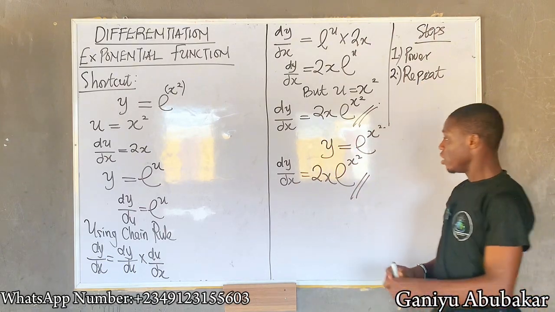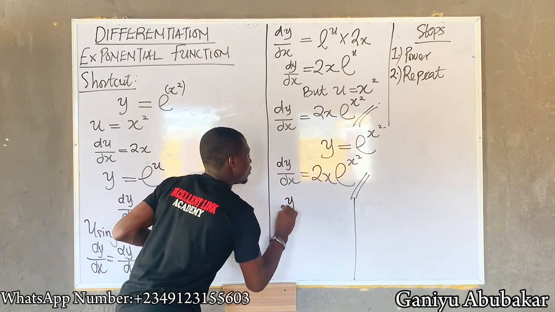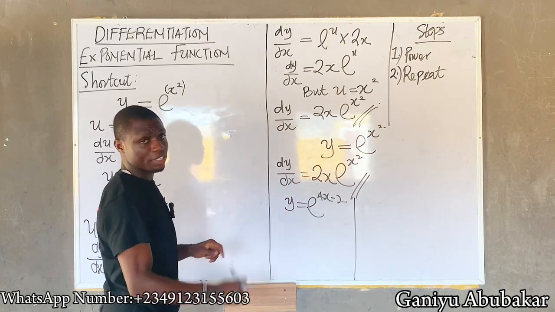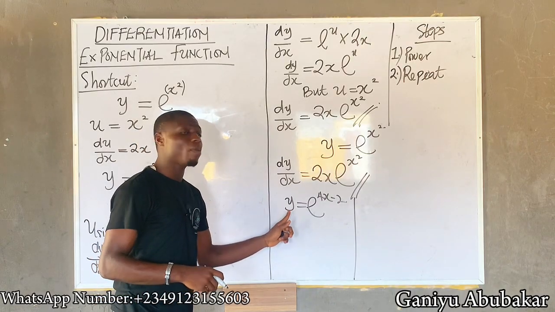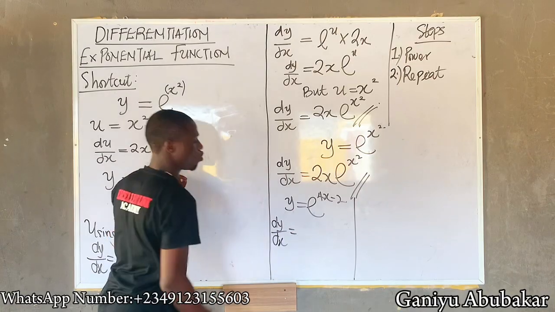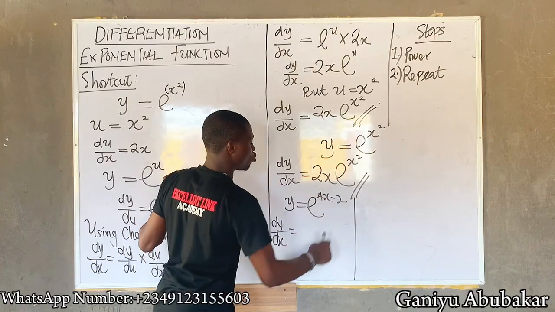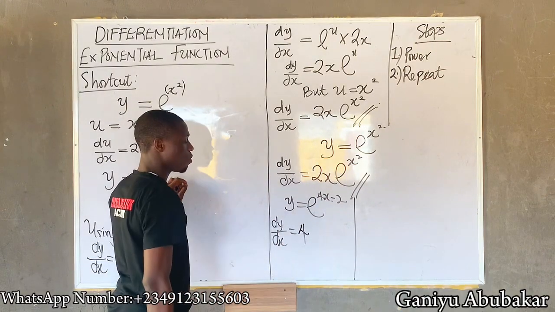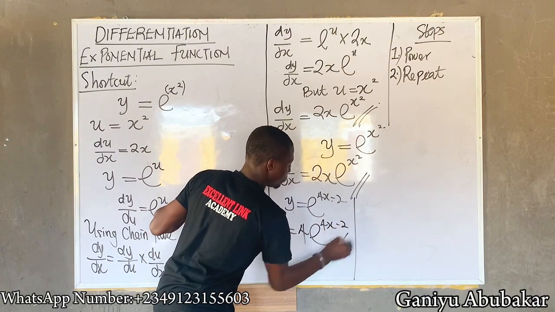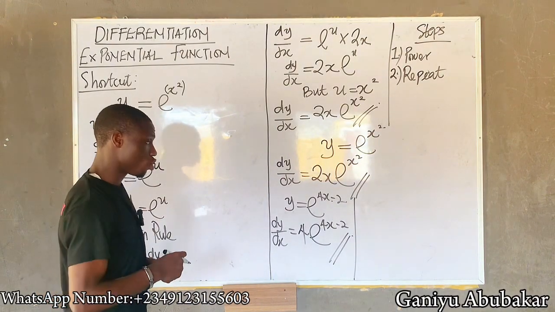So I have this. Example 3. Let's say I have that y is equal to exponential 4x minus 2. For instance, if I differentiate this y with respect to x, I'll have dy over dx equal to, as said, differentiate the power as your first task. If I differentiate 4x minus 2, I'll have just 4. Then repeat the question as exponential 4x minus 2. This becomes my answer to this particular question. This is how I solve the shortcut.